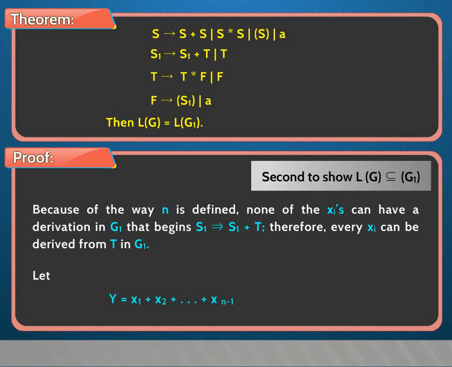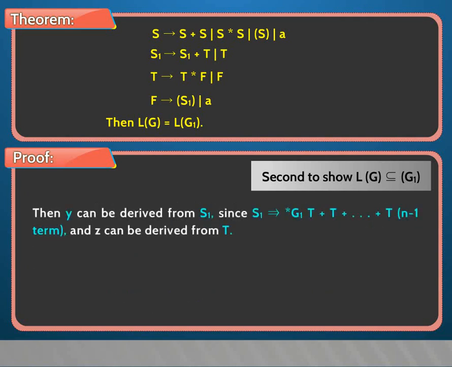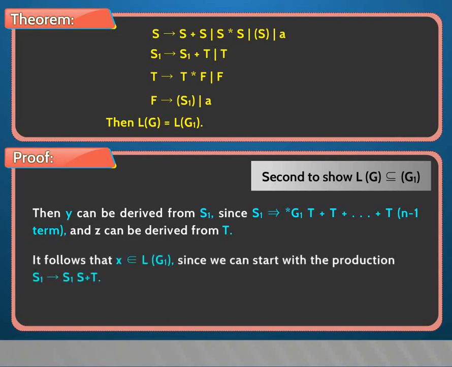Let y be equal to x1 plus x2 up to plus xn-1, and z be equal to xn. Then y can be derived from S1, since S1 implies star in G1 T plus up to plus T with n-1 terms, and z can be derived from T. It follows that x is an element of L(G1), since we can start with the production S1 implies S1 plus T.